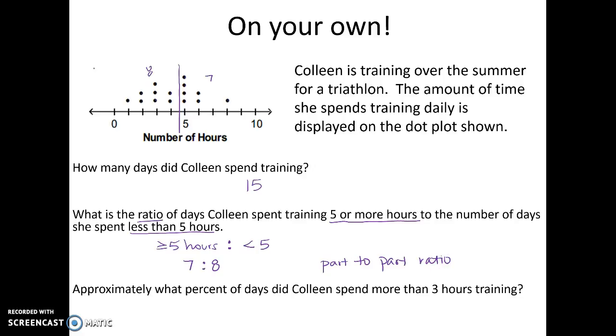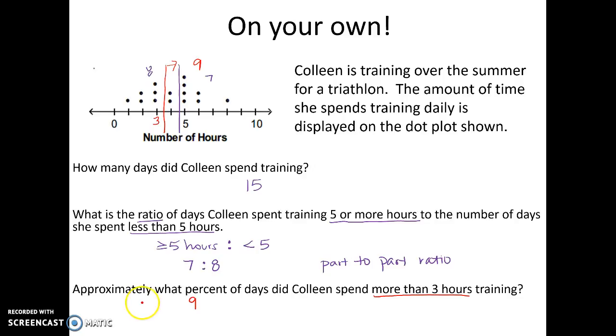Okay, so now it says approximately what percent of days did Colleen spend more than 3 hours? So let's take a look. It says more than 3 hours. So is it equal to 3? No. So greater than 3. So I have 3 is right here. We want more than 3. So anything to the right of that line. So we know there's 7 to the right of 4 plus 2. So we're at 9. So there's 9 days that she spent more than 3 hours training.